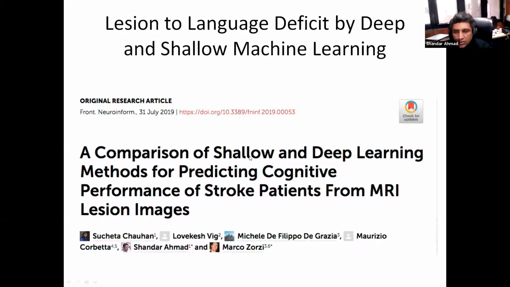This is where we studied the comparison between the shallow, traditional, and deep learning models for cognitive performances of stroke patients. And that is where we systematically showed what the data requirement is. If we create our model with 50 MRI images, 60 images, 80 images, how does the performance go? At smaller data sizes, classical models work better. But there is a certain data amount where deep learning overtakes, and that number can be estimated by a systematic analysis of the models.